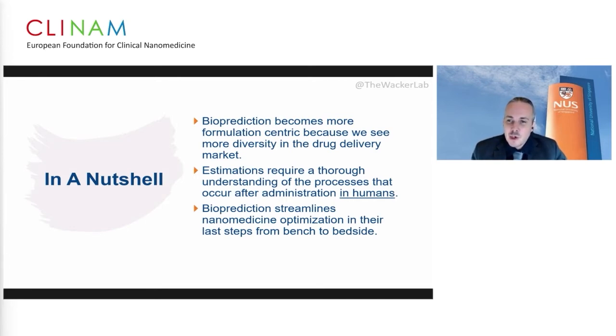When we do those estimations, then we require a good understanding of the processes that occur after administration in humans. I underlined in humans because very often we also draw conclusions from an early mouse model. We found that the pharmacokinetic data that we need is at least readable, otherwise we cannot really work with it well. And bioprediction streamlines nanomedicine optimization in the last steps from bench to bedside. That is also why we very often do that together in collaboration with a company, because release technology is one of the typical benchmarks that you have to do when you also apply for approval with a particular drug product.